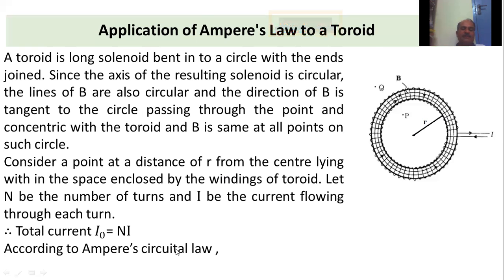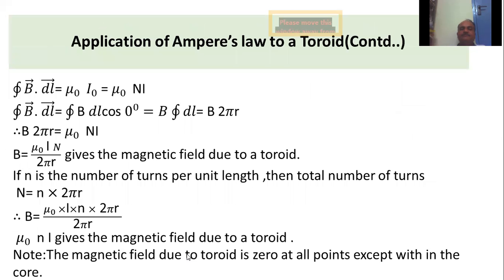And according to Ampere's circuital law, closed integral of B dot dl is equal to mu naught I naught. Actually, it is taken as I naught here, and the value of I naught is NI. Substitute here, so it becomes mu naught NI.